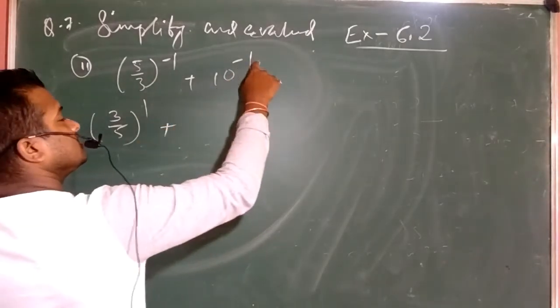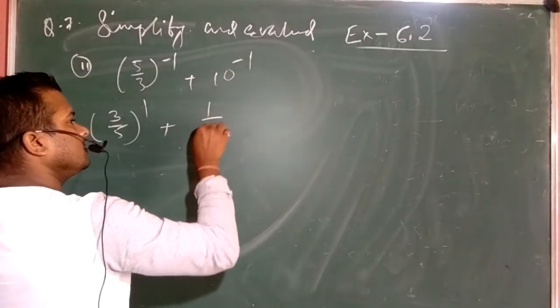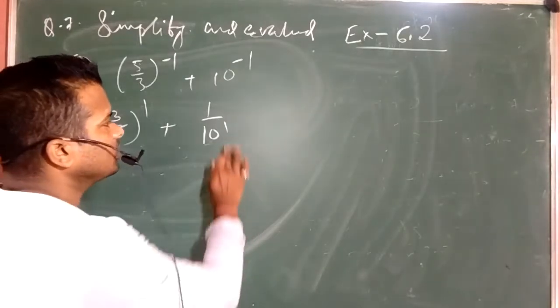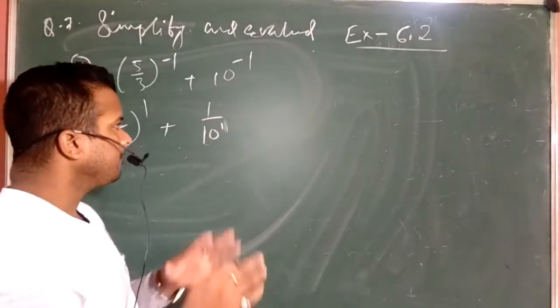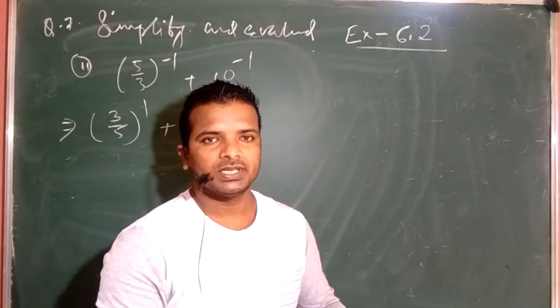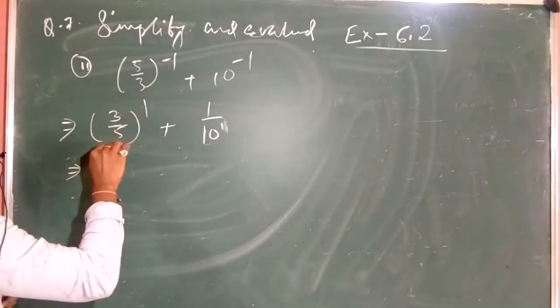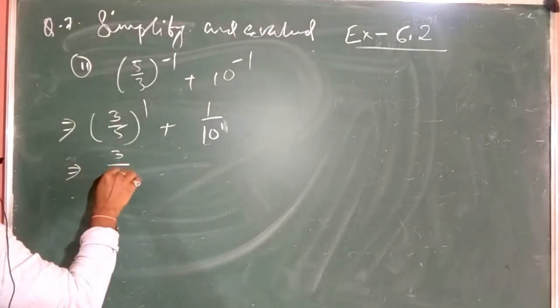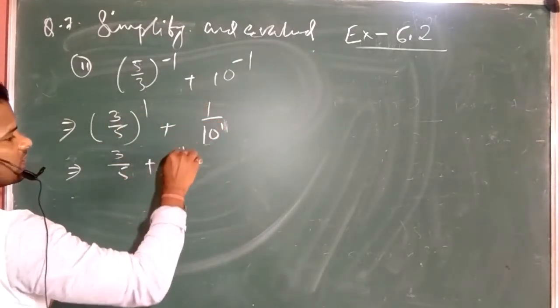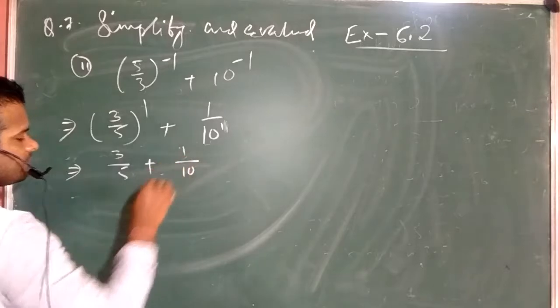Now here 10 once, but minus, so 1 by 10 to the power how much? Plus 1, minus, so plus 1, so 1. Now 3 once, that means 3. 5 also once, so 5. This 1, so 1. 10 only once, so 10.